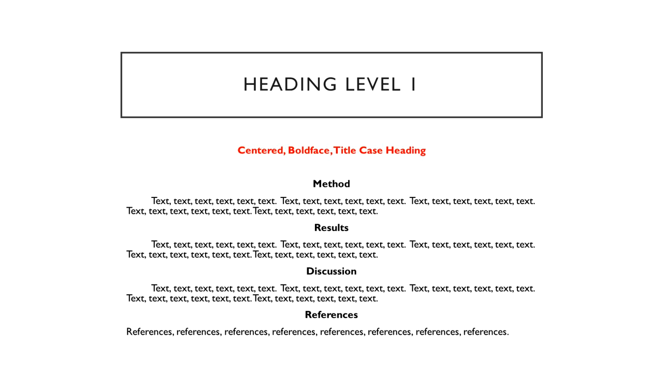So heading level 1 is a centered, boldface, title case heading. And this would be things like Method, Results, Discussion, and References. Again, you'll see in your paper, these would be bold. Typically, you don't use different color fonts, so these would be bold, black, centered. Title case means the first letter is capitalized and the letters behind that first letter are lowercase. And they're right there in the middle.